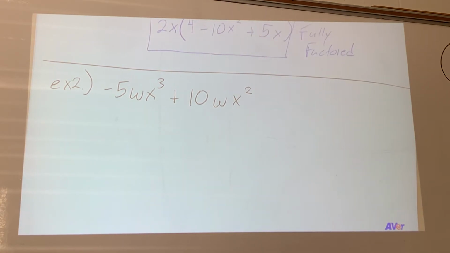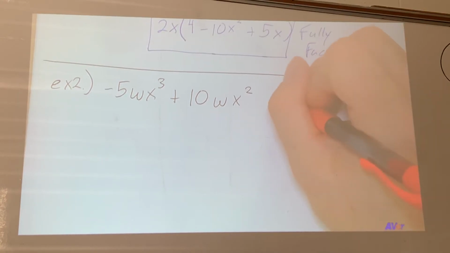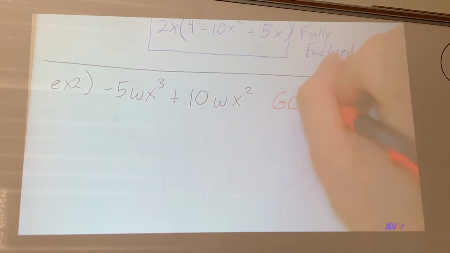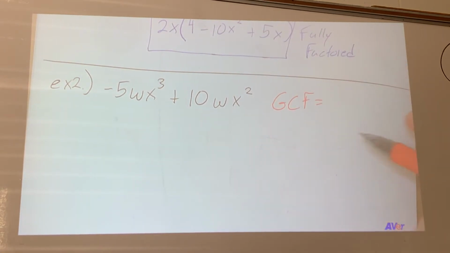You'll see. I'll show you one next. All right, so let's do this one. What's our GCF of the coefficients? Okay, so it could be negative 5 or positive 5. Either one can be divided out. So let's just leave it positive for now.